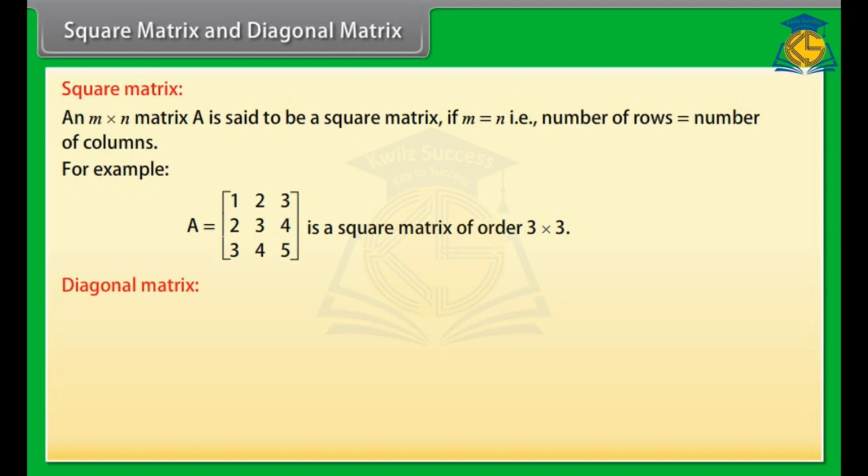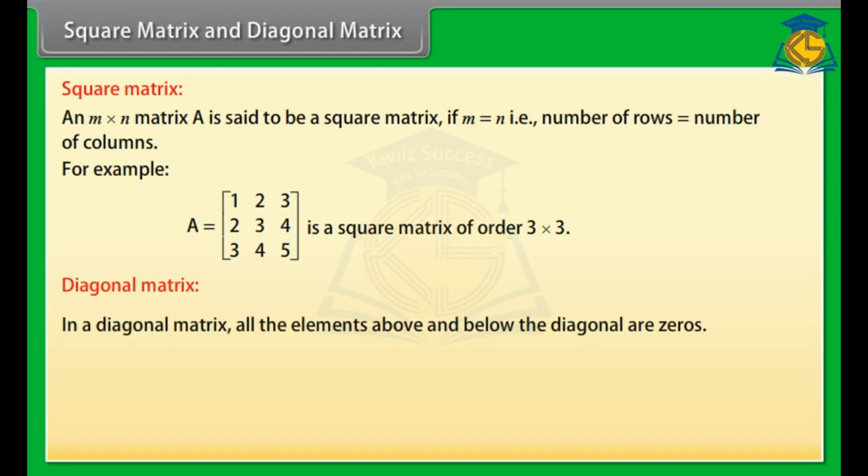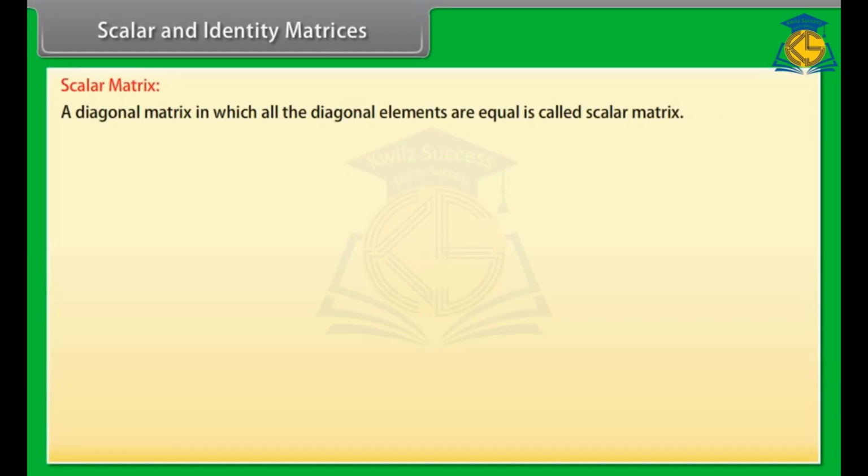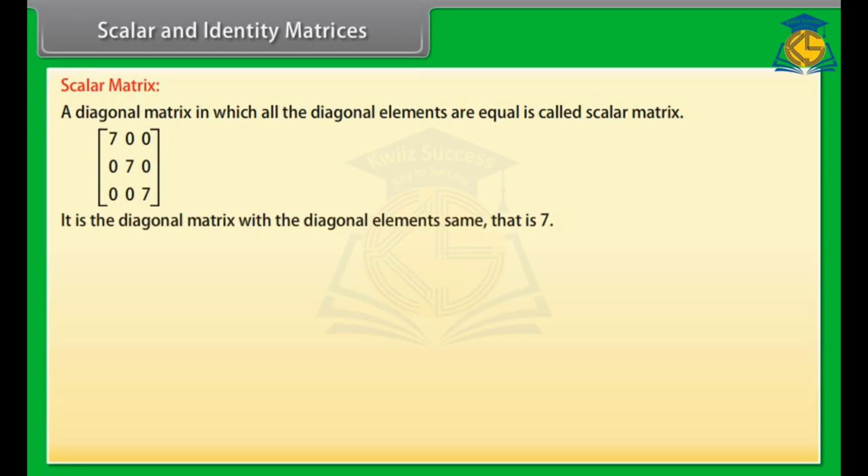Diagonal matrix. In a diagonal matrix, all the elements above and below the diagonal are zeros. For example, B is a diagonal matrix. Scalar and identity matrices. Scalar matrix. A diagonal matrix in which all the diagonal elements are equal is called a scalar matrix. Look at this matrix. It is a diagonal matrix with the diagonal elements the same, that is 7. Therefore, it is a scalar matrix.